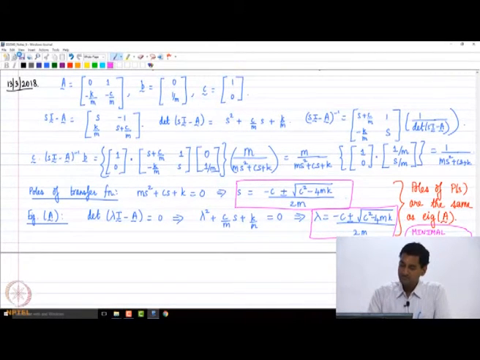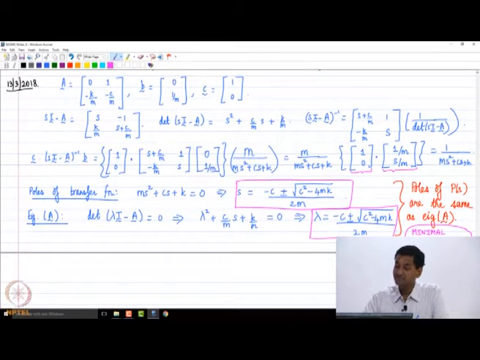Okay. So first thing is that you have sI minus A inverse to be a 2 by 2 matrix, first multiplied by the vector B, which is a column vector 0 and 1 by m. So if you multiply that, you get this 1 by m and s by m, right. And then you have C, which is 1 0. You take the dot product with that, you will get 1 by m. See, what is the dot product of 1 0 and 1 by m, s by m? You will get 1 by m. 1 by m, there is an m in the numerator, m and m get cancelled, right. You get 1 by m s squared plus c s plus k.